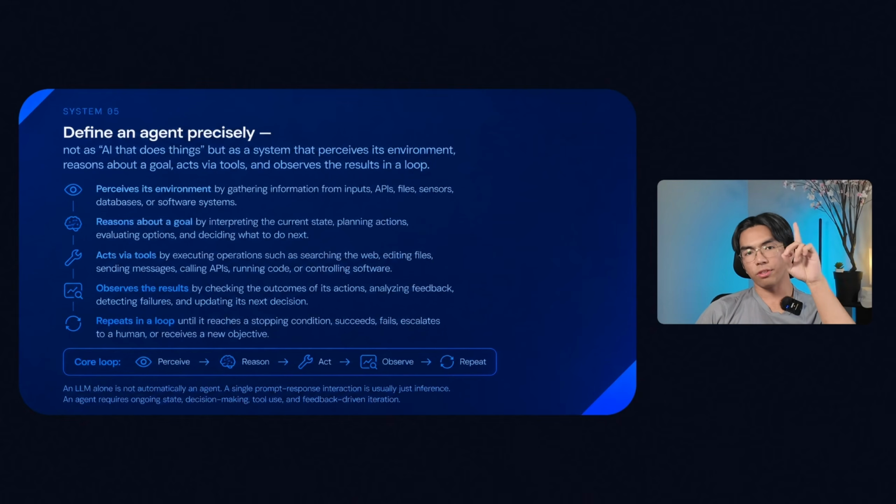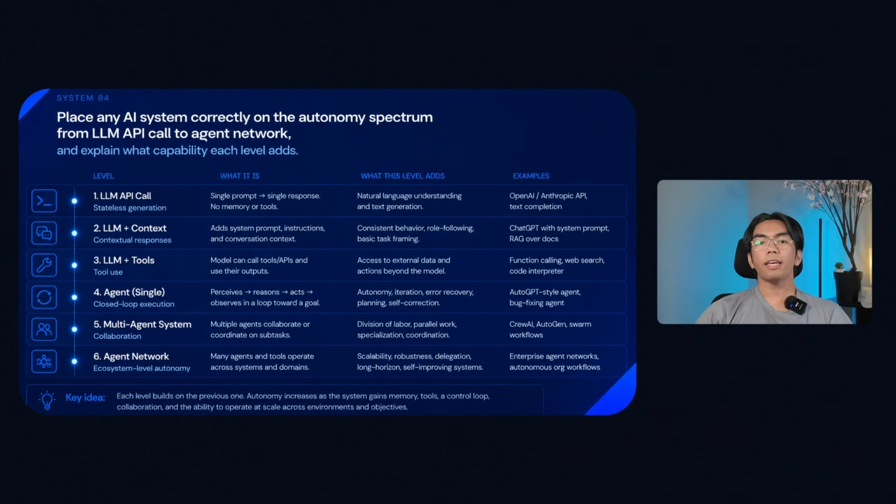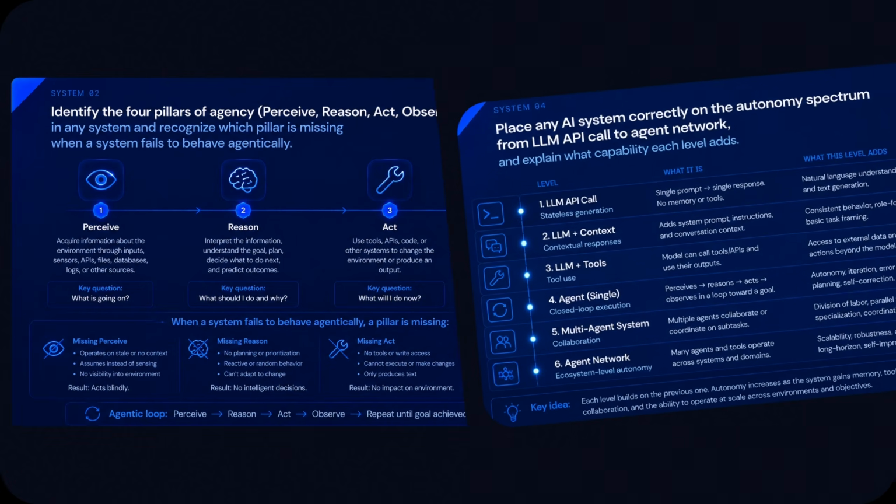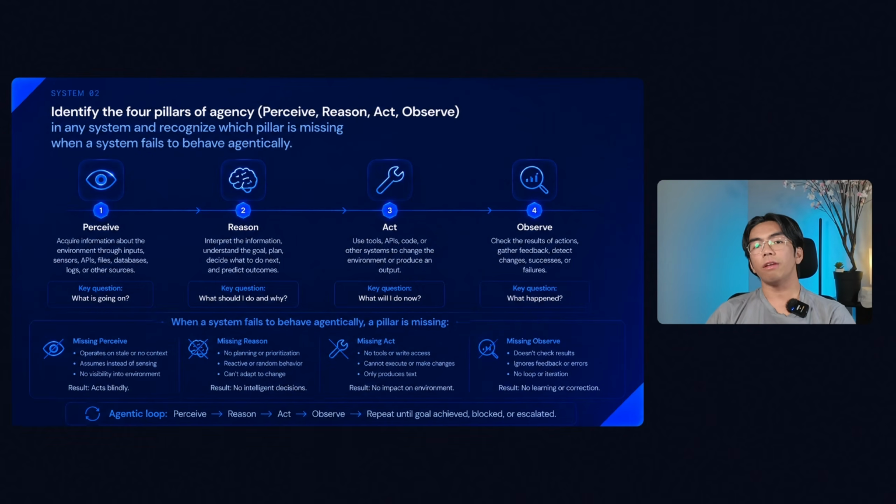You can define an agent precisely, not the lazy version that AI does things, the real one. A system that perceives its environment, reasons about a goal, acts through tools, and observes the results in a loop. You can take any AI system and place it correctly on the autonomy spectrum, from a bare LLM API call all the way up to an agent network, and explain what new capability each level adds. You can spot the 4 pillars: perceive, reason, act, observe in any system. And more usefully, when a system is failing to behave like an agent, you can name which pillar is missing.